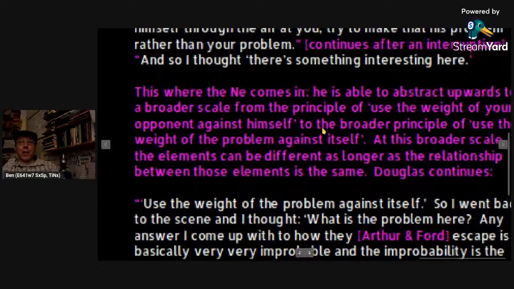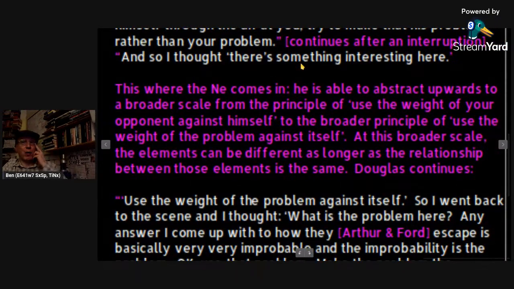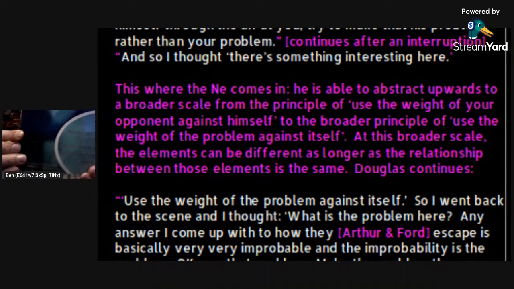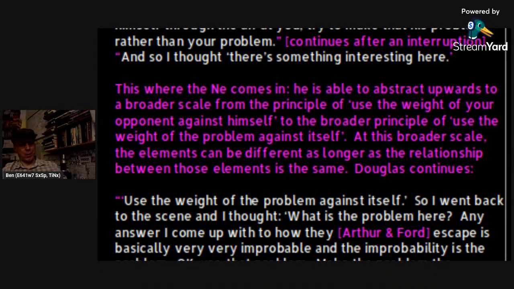Right, so this is where the NE comes in. He is able to abstract upwards to a broader scale from the principle of use the weight of your opponent against himself to the broader principle of use the weight of the problem against itself. At this broader scale, the elements can be different as long as the relationship between those elements is the same. I actually got that from an NLP book, the one that Dario frequently mentions, by Joseph O'Connor and John Seymour. And Joseph O'Connor may be an NTP, or rather, more accurately, may have NTP preferences. So, the elements can be different as long as the relationship between those elements is the same.